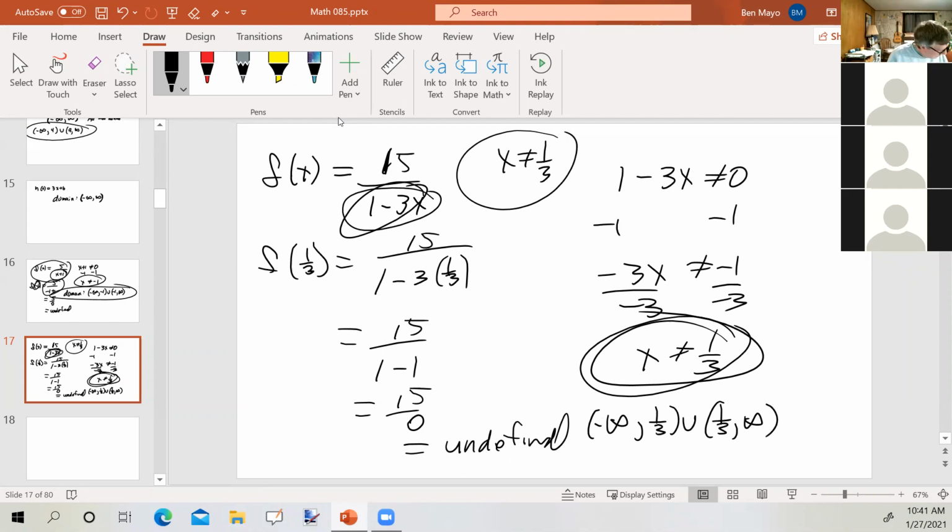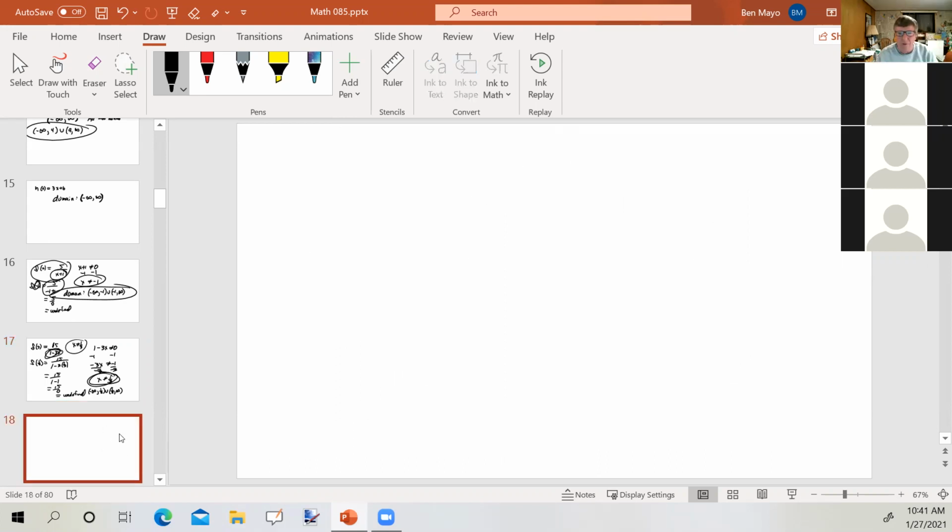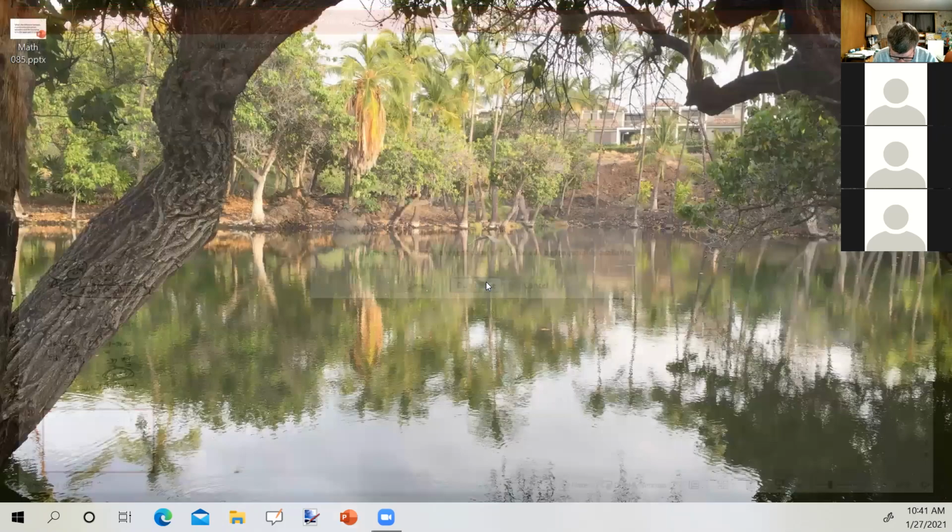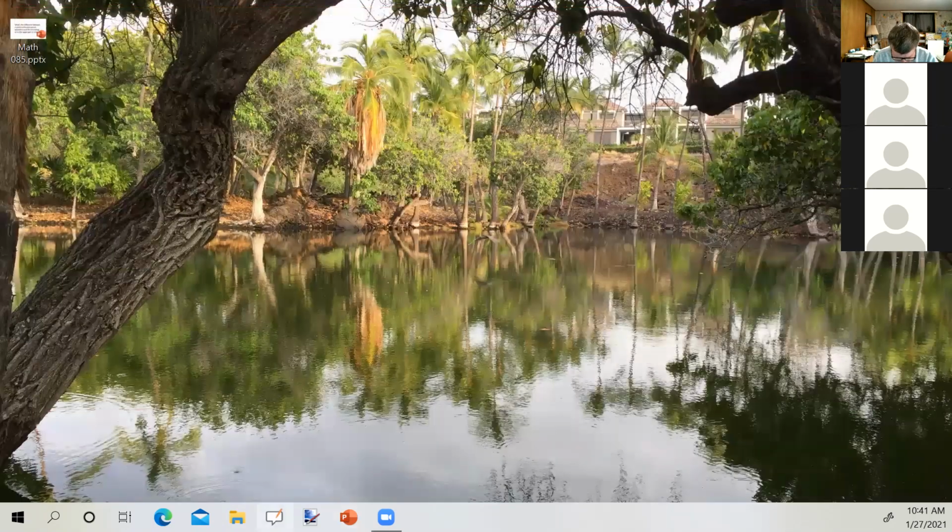Okay. I want to go on to the next part of this last section, which is to graph functions. So I'm going to switch to the other screen, which has graphing on it.